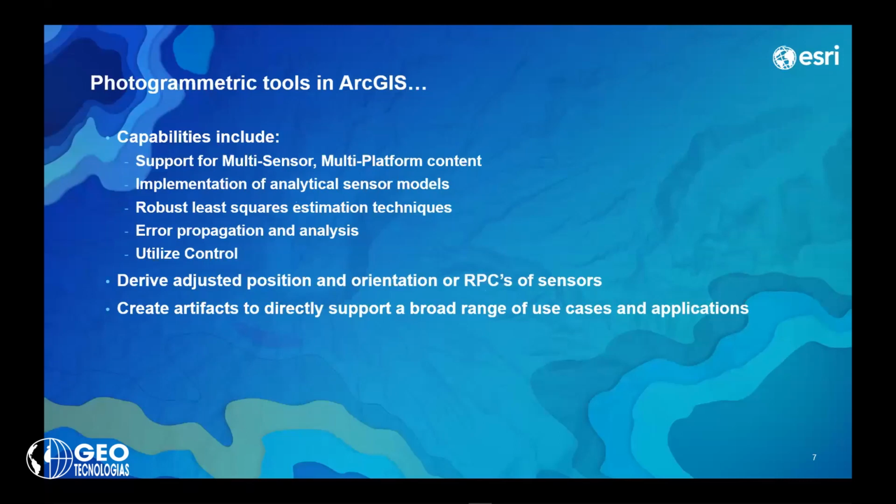All of them require or allow you to generate refined position and orientation of the sensor, either as a set of exterior orientation parameters or as a set of refined RPCs for satellite data. And they all allow you then to create artifacts that support your use case requirements. So that is digital orthophotos, rectified images, analysis products, and web services. So these were the design criteria for putting together the photogrammetric capabilities in ArcGIS. And we're going to see some of those here in just a moment.